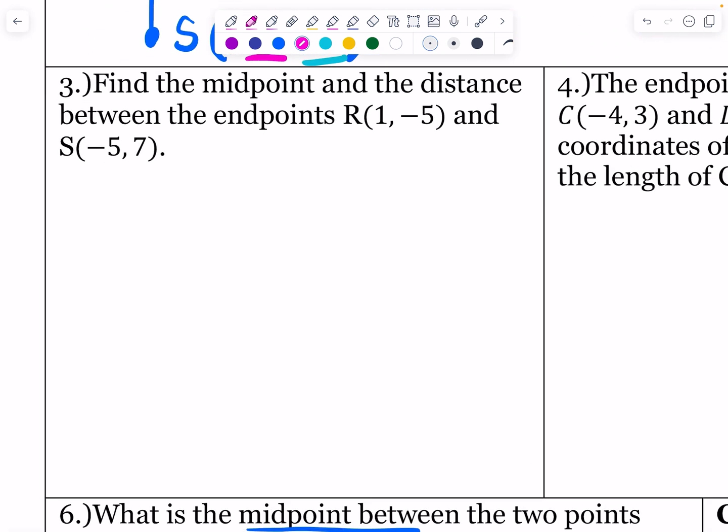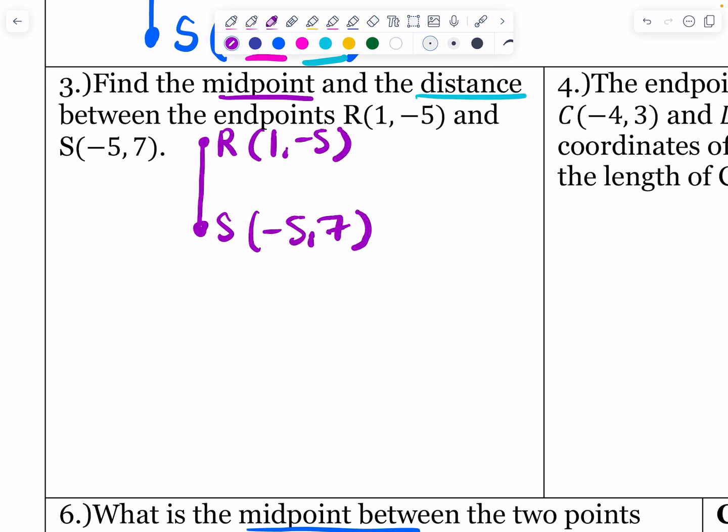It says find both the midpoint and the distance. We're going to do midpoint first between these endpoints, so R and S. So here's R, here's S. R is at (1, -5). S is at (-5, 7). So what would be the coordinates of the midpoint?